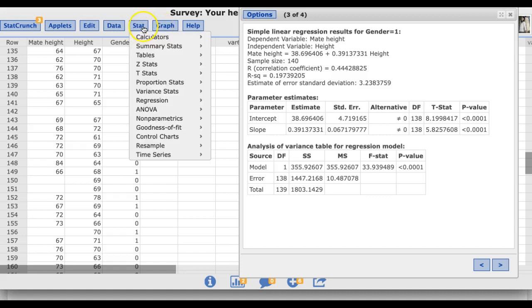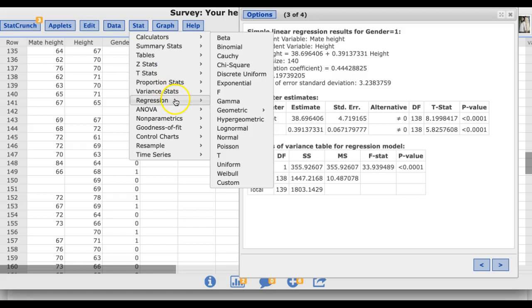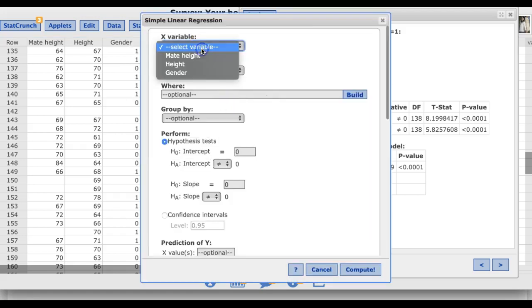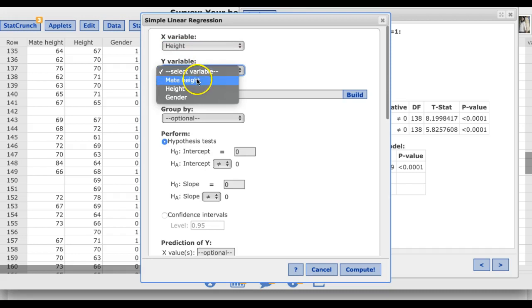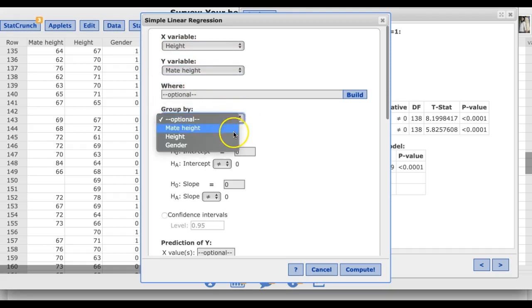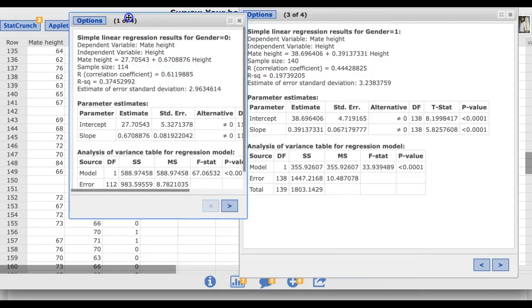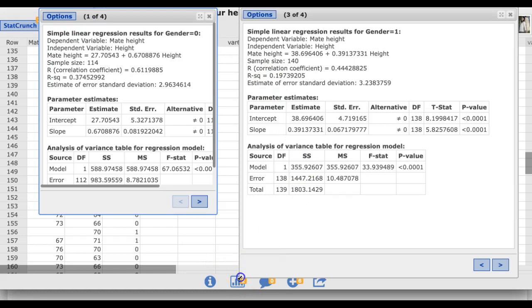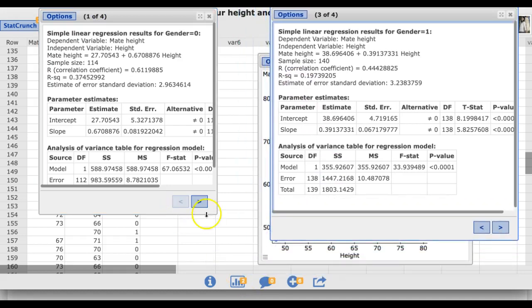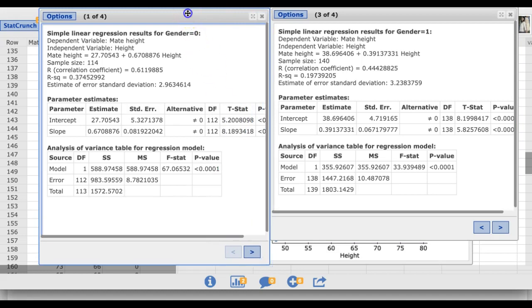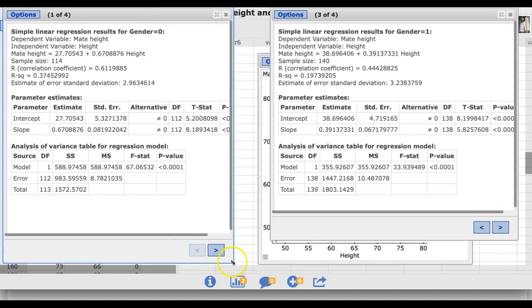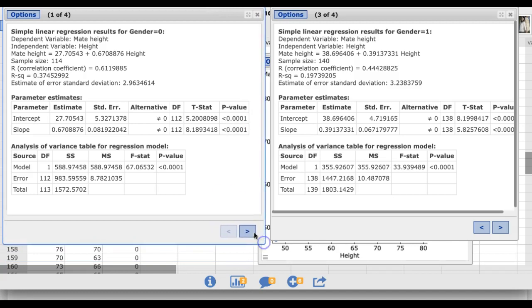So I'm going to go Stat, Regression, Simple Linear. This is going to be height, mate height. We're going to group by gender, and let's compute. Okay, so I'm going to show these side by side. These are my old results. These are my new results. Obviously, for gender equal to 0, female, nothing's going to change there, because we didn't remove anything.